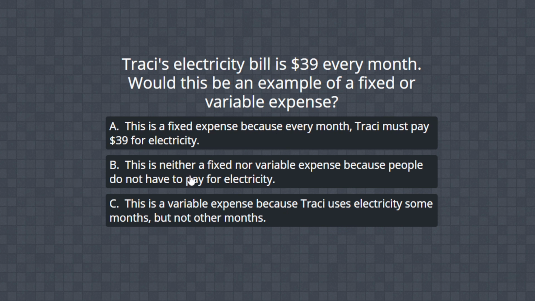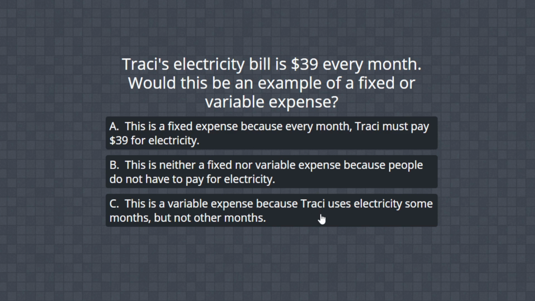Let's read the other answers because I think A might be the right answer, but who knows? We must read the other answers too. B. This is neither a fixed nor variable expense because people do not have to pay for electricity. This is definitely wrong, because we have to pay for electricity. If we don't pay, they'll cut off our electricity. So B is definitely a wrong one.